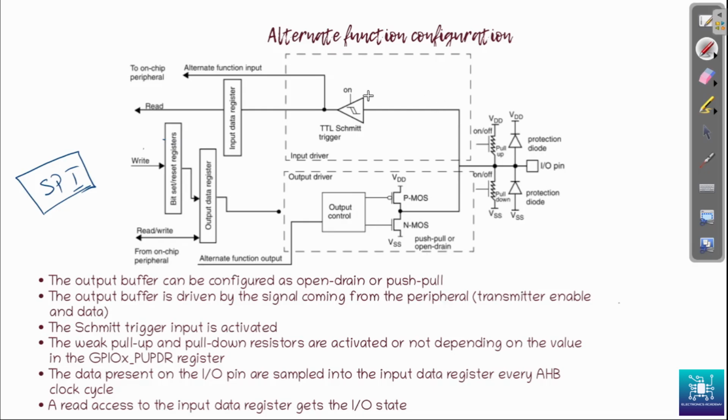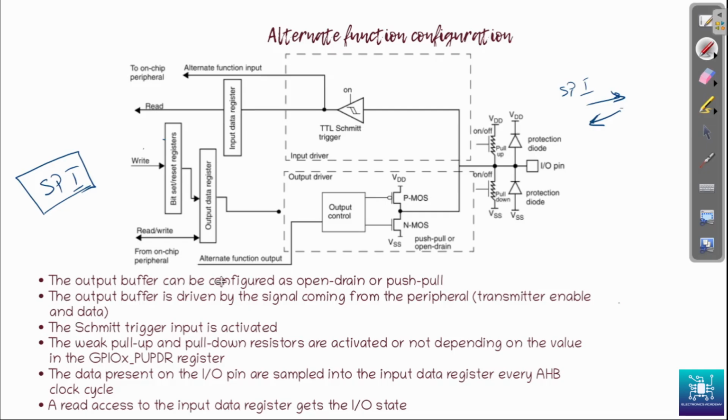Okay, and the input data is read back to the alternate function input, because it also needs to read back the value. For example, it might say SPI, it might be sending some data, or it might be receiving some data, right? So when it receives data, it has to read the data back. So this is the alternate function input, and this is the alternate function output. This unit is disconnected, but you can actually read the data.